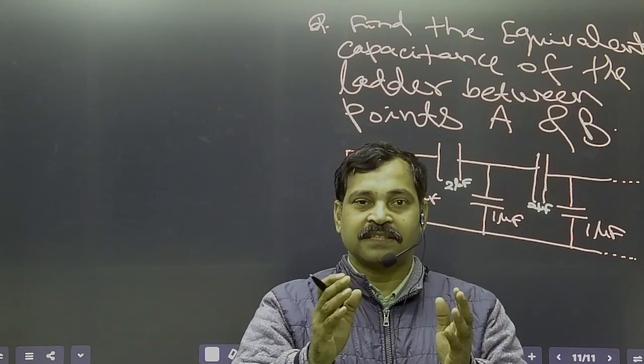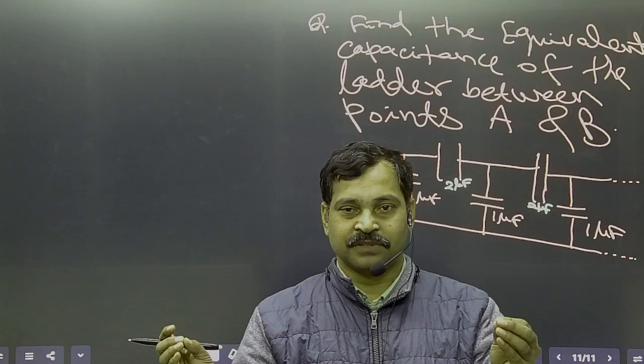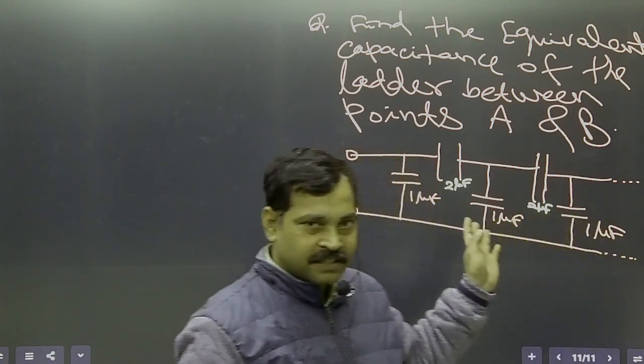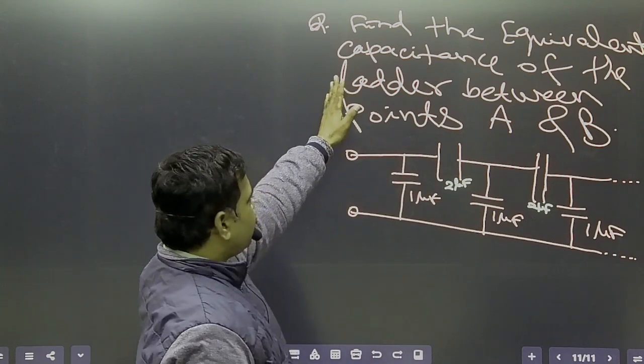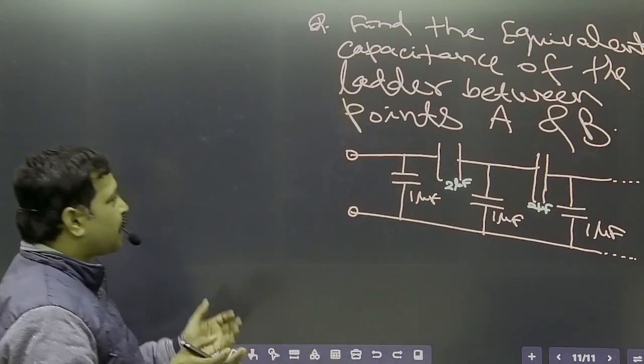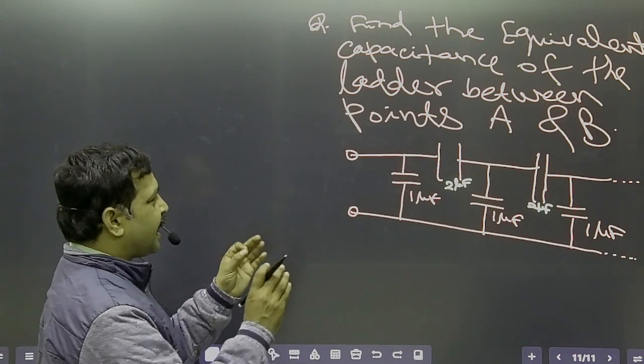Then we can find out the capacitance between any 2 points. So let us see and solve this question. The question is: find the equivalent capacitance of the ladder between points A and B.